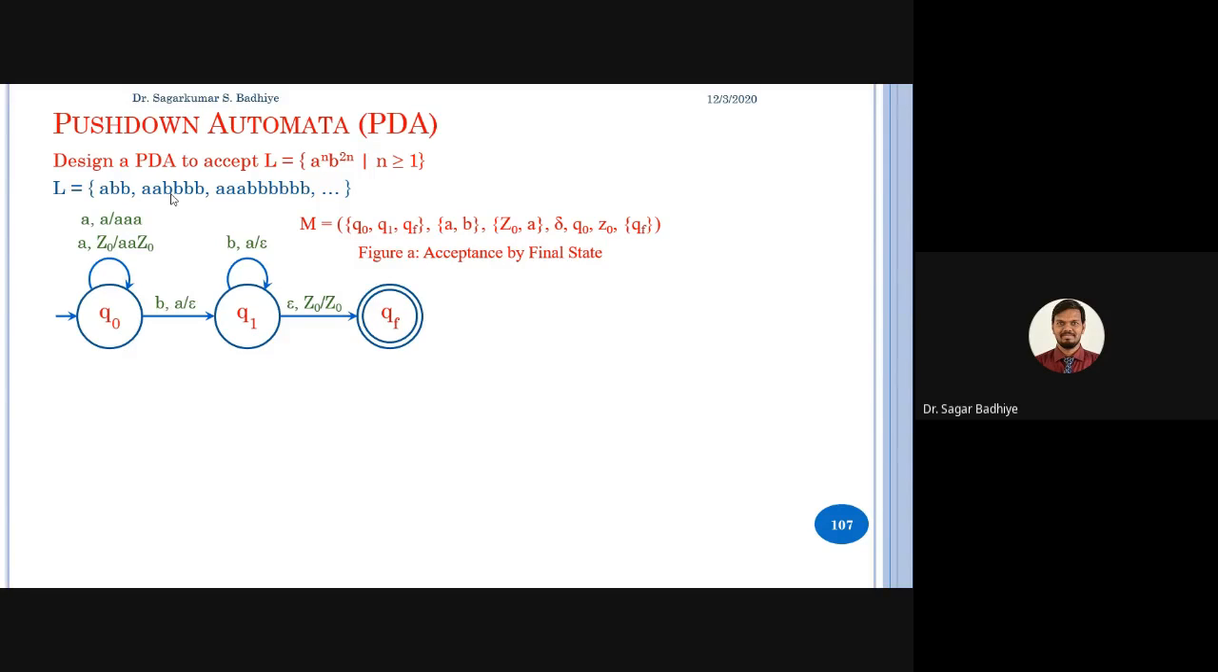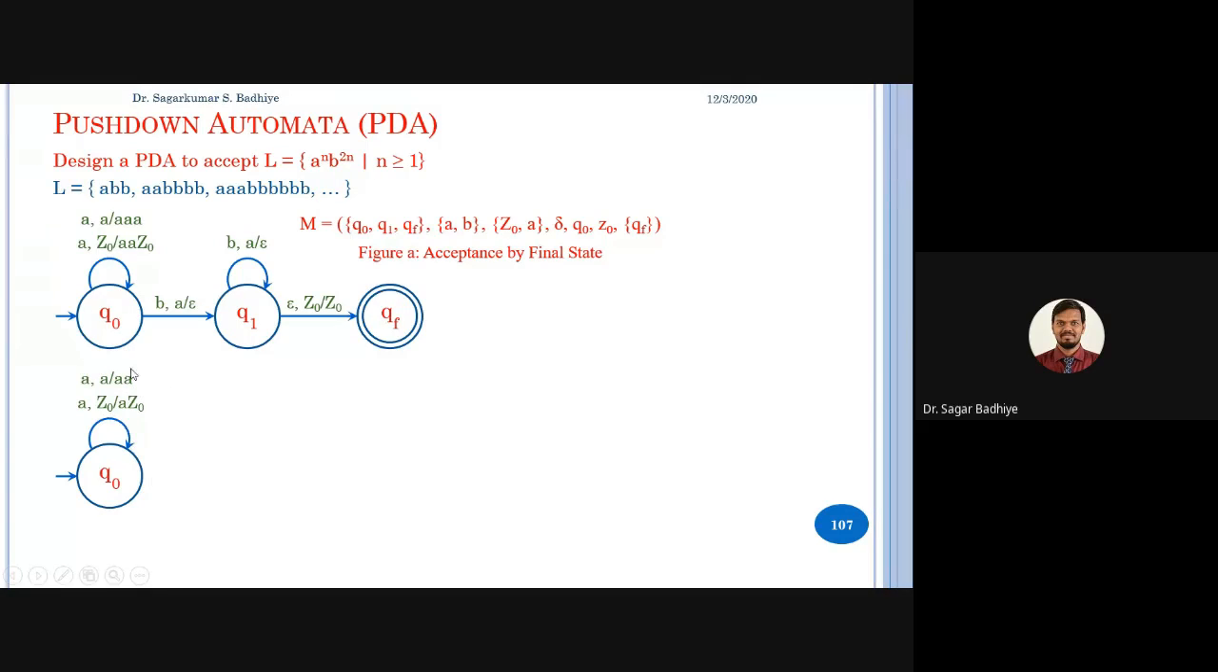So we'll design it in the same fashion, but here instead of pushing two A's, we'll push a single A. So the first configuration is like this. In the initial state, if I get A as the input and the top of the stack is Z0, I'll push a single A on the stack. If the next input is A and the top of the stack is again A, I'll again push a single A on the stack. Whenever there is A as input, I am pushing an equivalent single A onto the stack.